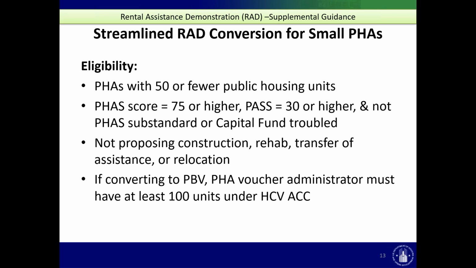The PHA must have a PHAS score of 75 or higher, a SEMAP score of 30 or higher, and not be PHAS substandard or capital fund troubled. The PHA cannot be proposing construction or rehab or a transfer of assistance or any relocation as part of the conversion. And if converting to project-based vouchers, the PHA voucher administrator must have at least 100 units under its Housing Choice Voucher Annual Contributions Contract, ACC.